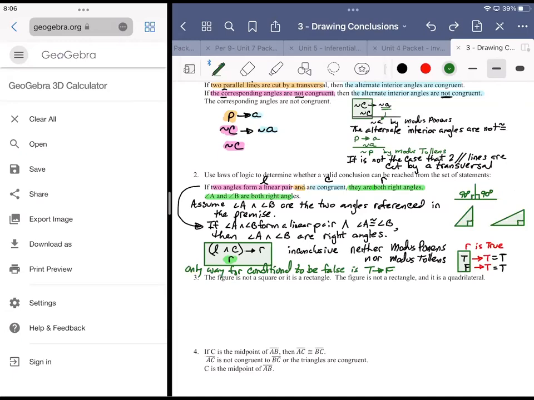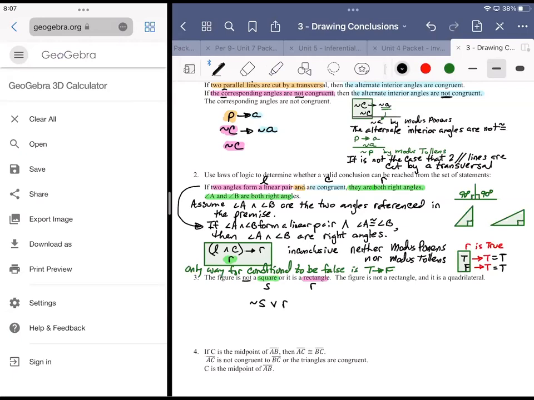So number three is kind of a little bit beyond what we've gotten to so far, but I tried to keep it purposely vague. So the figure is not a square or it is a rectangle. So not a square or it's a rectangle. So this is a disjunction. So I'll use S for square, R for rectangle. It says not. So not S or R.